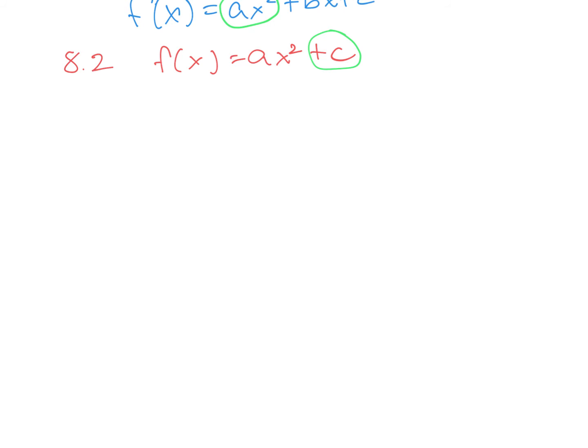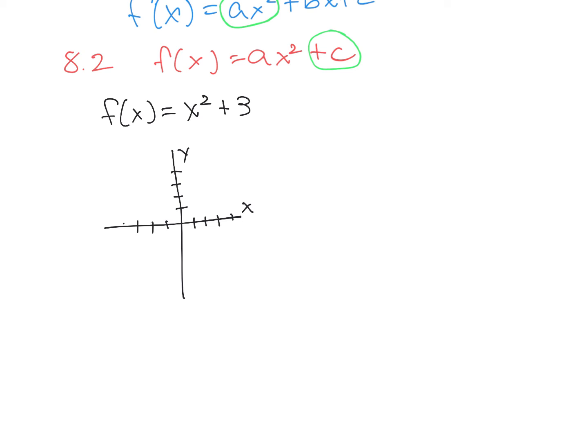Okay, so let's look at the parent function, and then I'm going to add to it. So we have our f of x equals x squared plus, let's just do 3, okay? So we're going to do our coordinate plane, and we're going to mark 1, 2, 3, 4. We'll do 1, 2, 3, 4 on each side, just so you can get an idea. You can have as many points as you want. I'll put 5 up at the top.